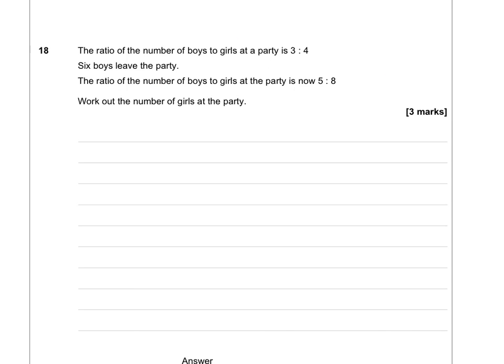Question 18. The ratio of the number of boys to girls at a party is 3 to 4. 6 boys leave the party. The ratio of the number of boys to girls at the party is now 5 to 8. Work out the number of girls at the party. So, boys to girls, this ratio of 3 to 4 we can also think of as a ratio of 6 to 8.